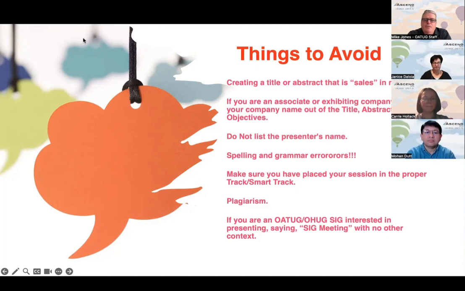And then finally, if you are submitting an OETUG or OHUG SIG, special interest group session or community session, please don't say, this is the cost SIG and we're having a SIG meeting. We really want developed titles and abstracts for those sessions. You need to really spell out, hey, the cost SIG is going to show you how to save money or how to show off your financials better, something like that.